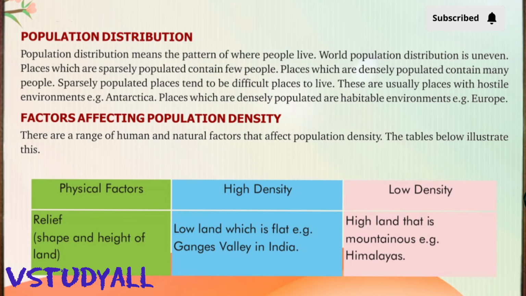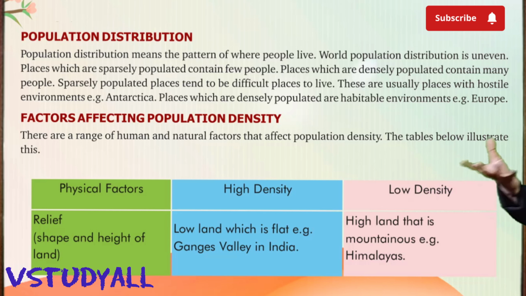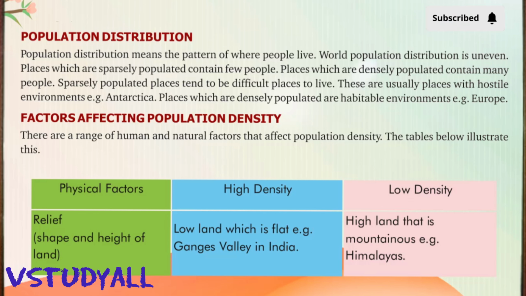Population distribution means the pattern of where people live. World population distribution is uneven. Places which are sparsely populated contain few people. Places which are densely populated contain many people. Sparsely populated places tend to be difficult places to live. These are usually places with hostile environments. Example, Antarctica. Places which are densely populated are habitable environments. Example, Europe.